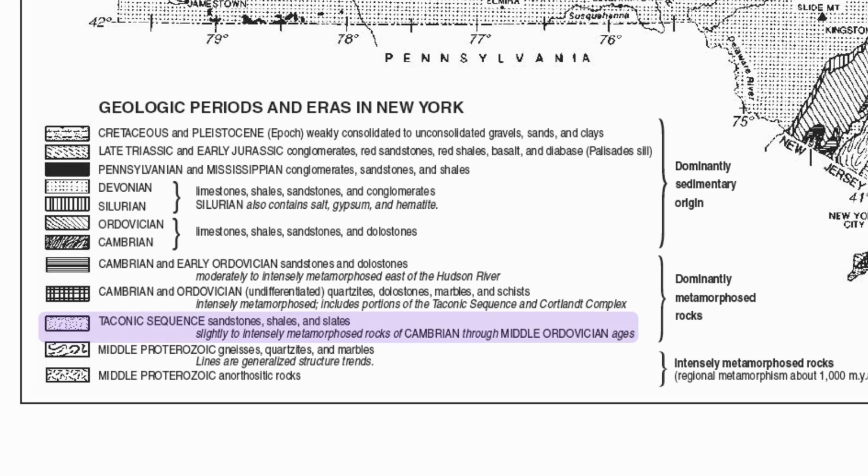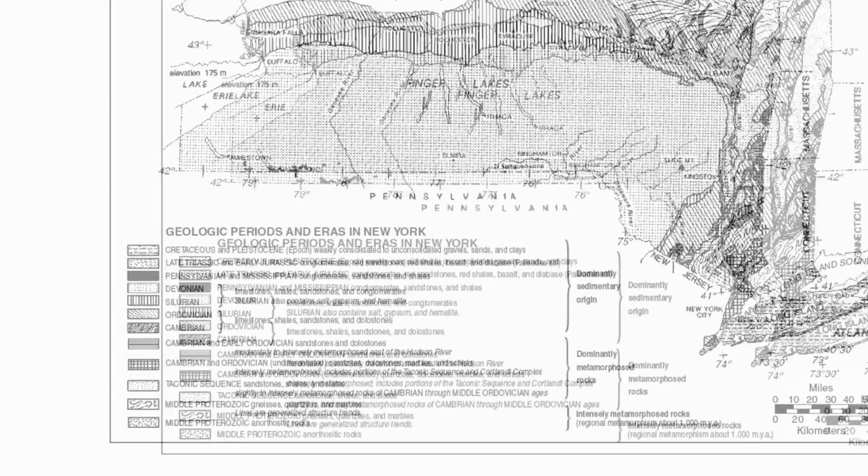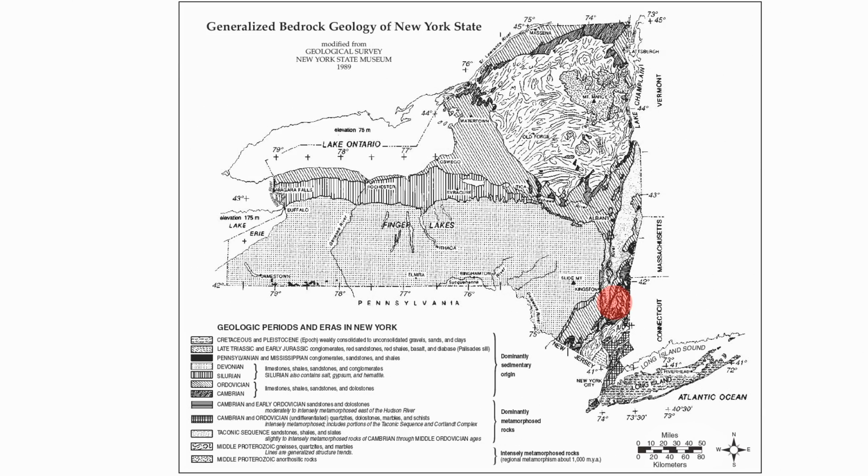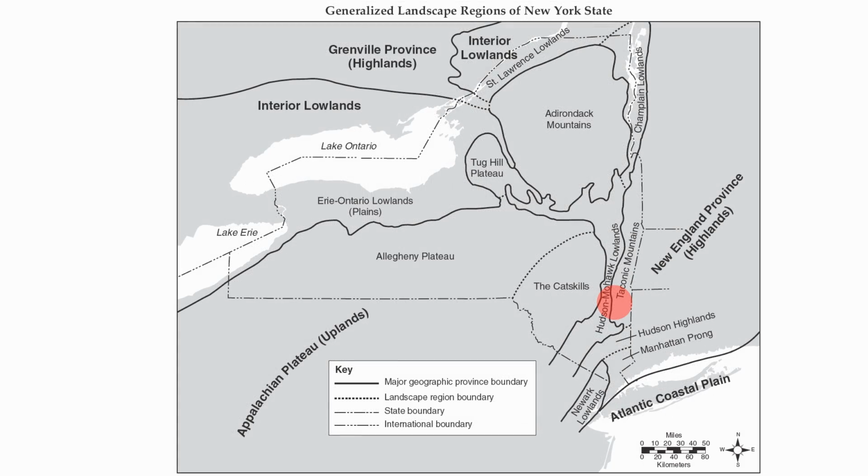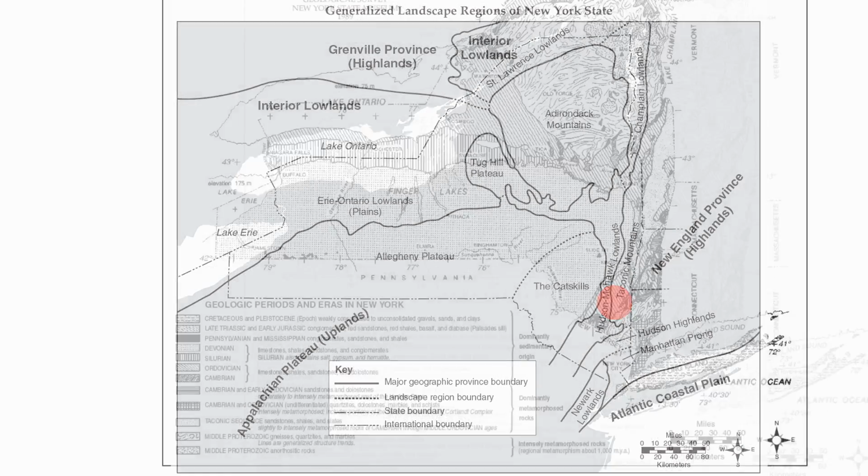The next pattern is going to be this tectonic sequence. Okay, you do have some sandstone, some shales, and even some slate as well. So you do have some sedimentary and metamorphic rock mixed in. Where's that pattern going to be found? It's going to be found right there in southern New York as well. And again, it's going to be found in the Hudson Mohawk lowlands and even some of the Taconic Mountains.